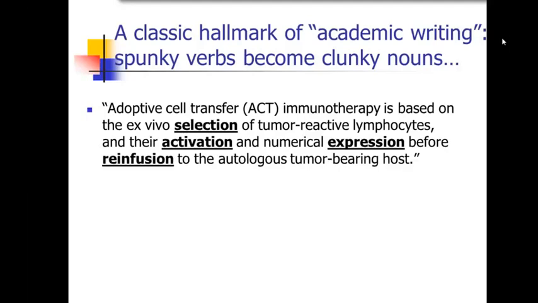So you can see that this first example really suffers from that issue. So we have selection, activation, expression, and reinfusion. Those are all nouns, and they're really dragging this sentence down. But they could have been verbs: select, activate, express, and reinfuse. So I want you to start paying attention to that in your writing. See how often that occurs in the scientific literature. This is one of the principles we're going to be spending a lot of time on next week when we have our unit on verbs.